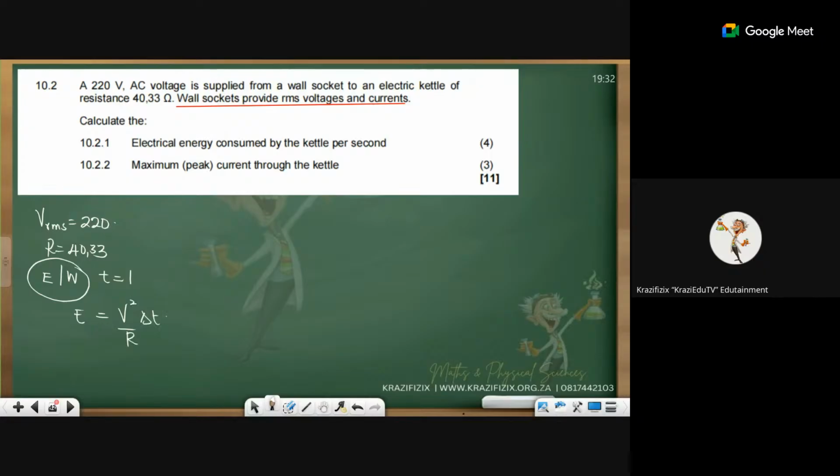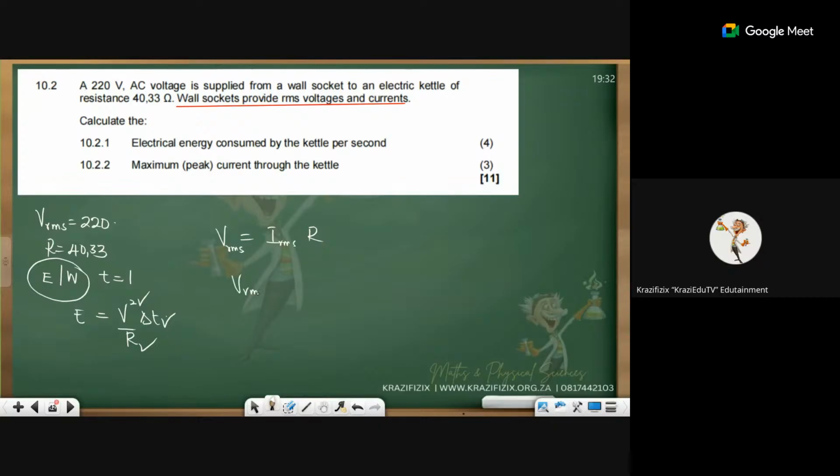That works. Do I know my resistance? Yes. Do I know my time? Yes. Do I know VRMS? Yes, with that. Maximum current. What do you now know? We can use V equals to what? I multiplied by what? R. But this is RMS. This is also what? RMS.